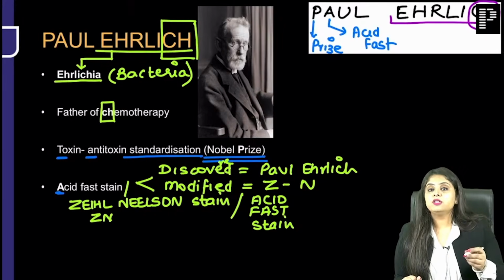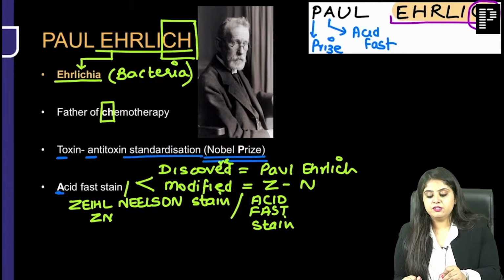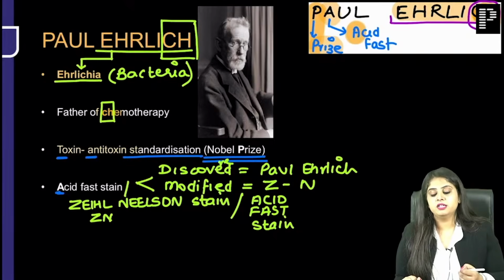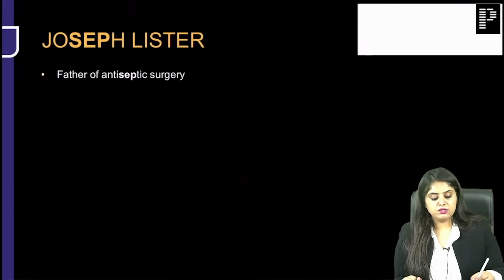So now we are done. Paul Ehrlich, repeat, mind map. Which bacteria did he give you? Ehrlichia bacteria, which is the father of chemotherapy. He gave you a Nobel Prize winning toxin antitoxin standardization. He gave you acid-fast stain discovery. Let's move on to the next scientist, Sir Joseph Lister.